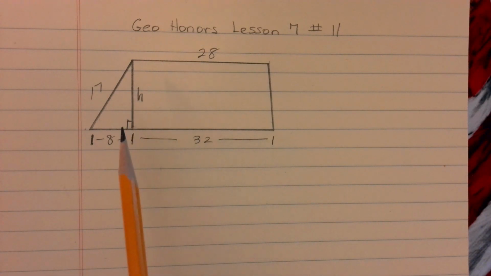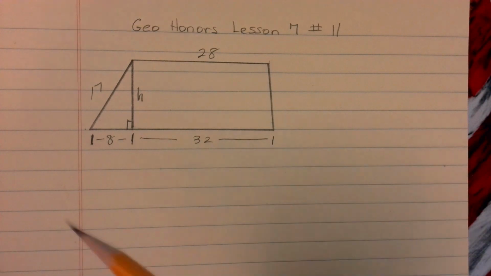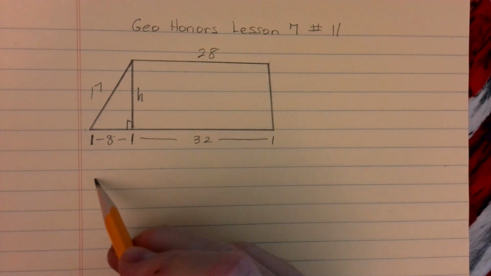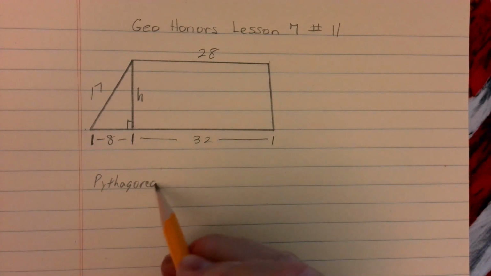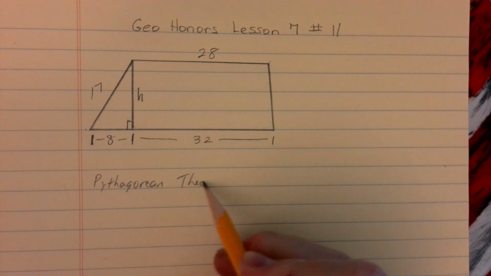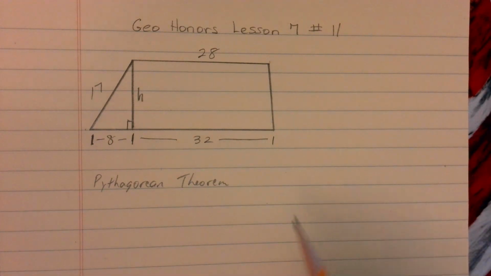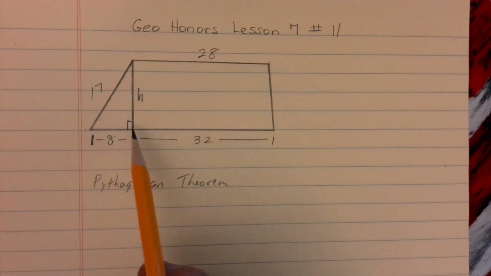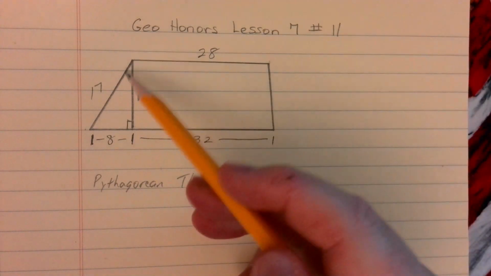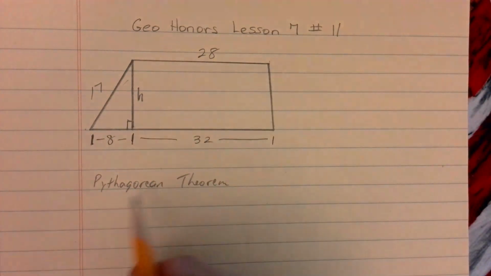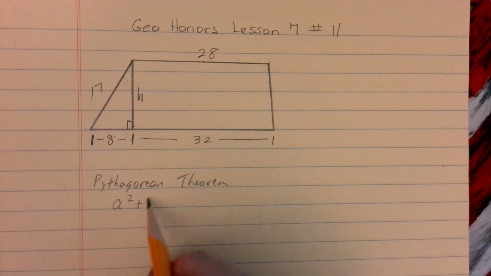Well, this right here gives you a clue. It's a right angle, so that means we're going to have to apply the Pythagorean theorem. And so the Pythagorean theorem for this right triangle right here, I've got the right angle right here, so that means this is the leg, so 8 is one of the legs. The height is the other leg, and then 17 is the hypotenuse. So I'm going to fill that in.